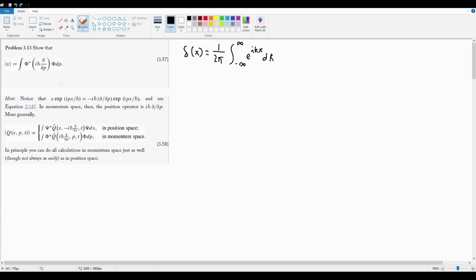So in order to do this, we're given two hints. Hint number one tells us to note that we can equate x times e to the ipx over h bar as negative i h bar d by dp of e to the ipx over h bar. If you solve this out fully, you'll find that this is true. Our second hint is to use equation 2.147, which is the Dirac delta equivalent of an infinite complex exponential integral.